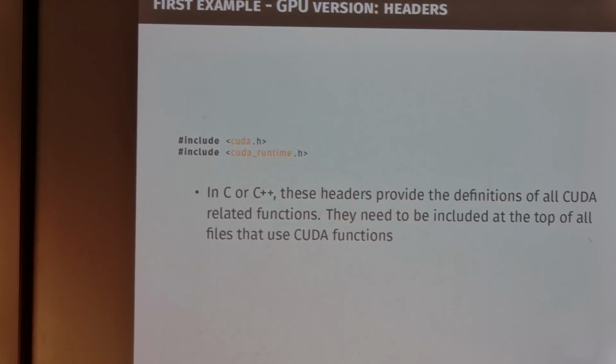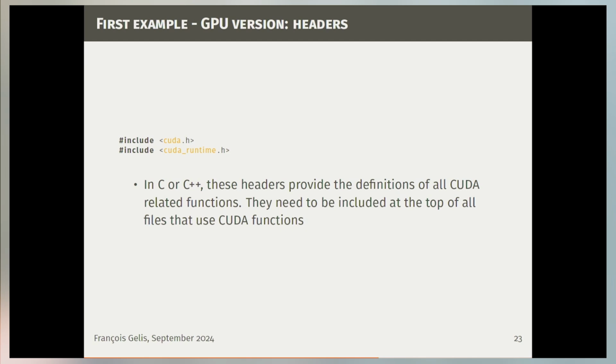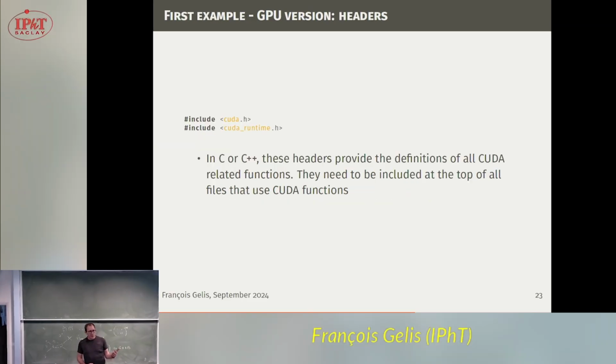So yes, this is something I explained already. You have to put systematically at the beginning of your files that contain CUDA instructions these two headers. If you're going to use functions from an additional library, like for the fast Fourier transform, for instance, I guess you need additional headers that define these functions from the Fourier transform library. But at least the ones you need all the time are these two.